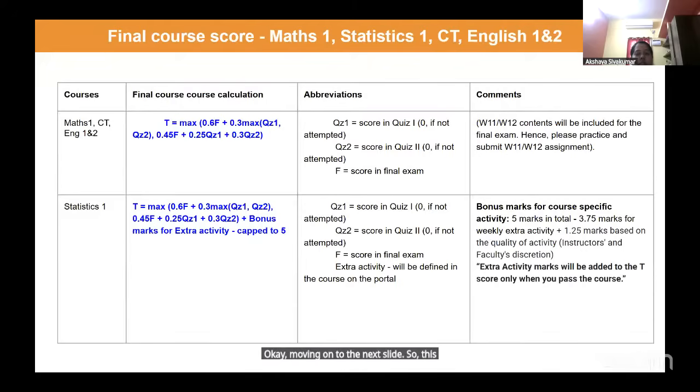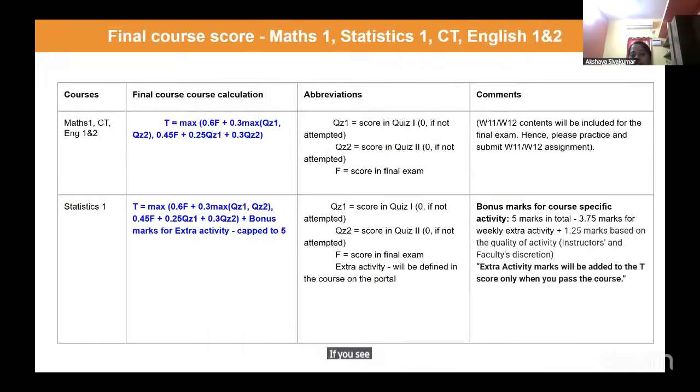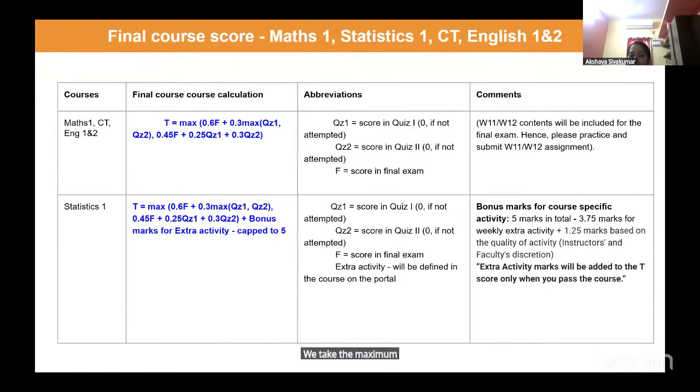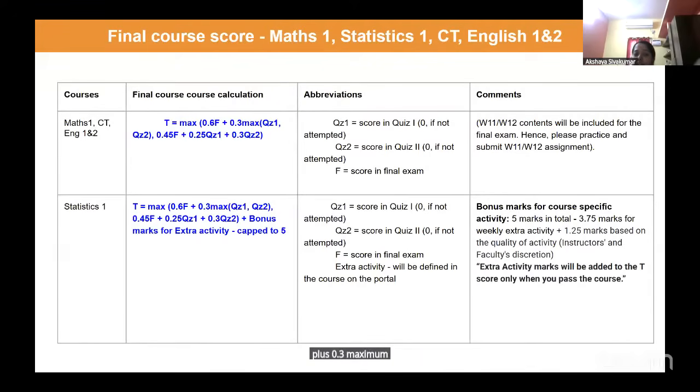This is the same thing that you can see in your grading document, where I have segregated it based upon the courses. If you see, first Maths 1, CT, English 1 and English 2 have this final total score calculation, which has a formula. Let me explain the first formula, where T is your total score. We take the maximum of 0.6 of F, where F is the score that you get in your end term exam, plus 0.3 of the maximum from your quiz 1 and quiz 2.